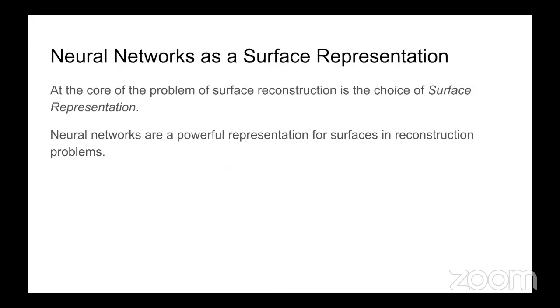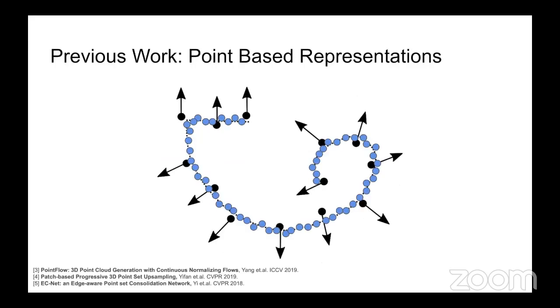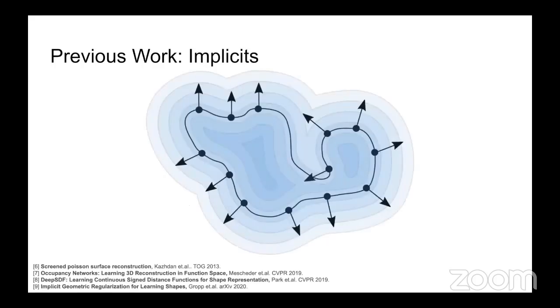At the core of the reconstruction problem is the choice of surface representation. Recently, neural networks have emerged as a powerful representation for surfaces in reconstruction tasks. Broadly, prior work has used neural networks in several ways. First, a neural network can predict a set of dense points on a surface from a set of sparse input points. These points can then be connected with off-the-shelf tools to recover, for example, a triangle mesh.